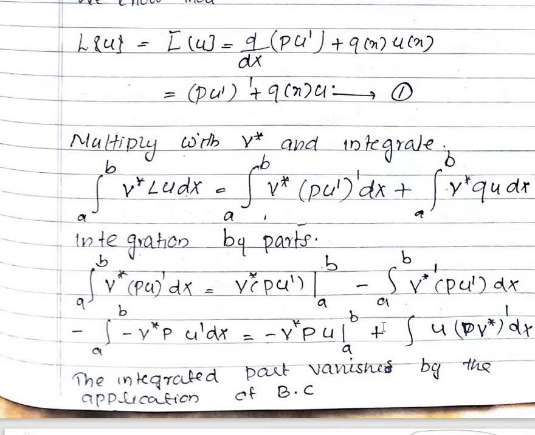So it is plus the integral of the differential of the first function, p v star dash, times the integral of the second, u dash, which becomes u dx. So this will be that term. The integrated part can be equated to zero using the boundary condition. This is the integrated part; thus, using the boundary condition, this can be equated to zero.